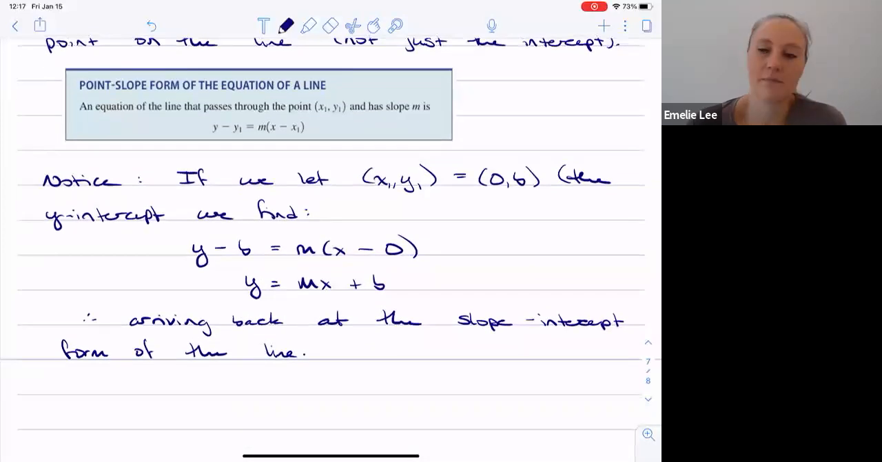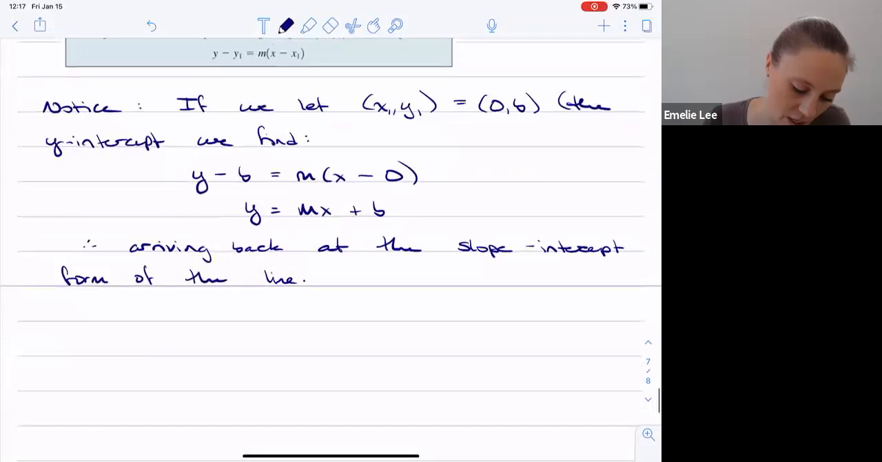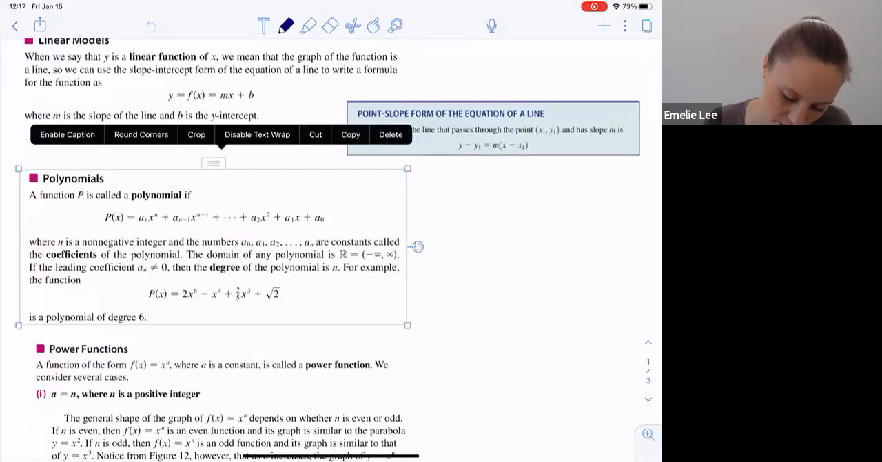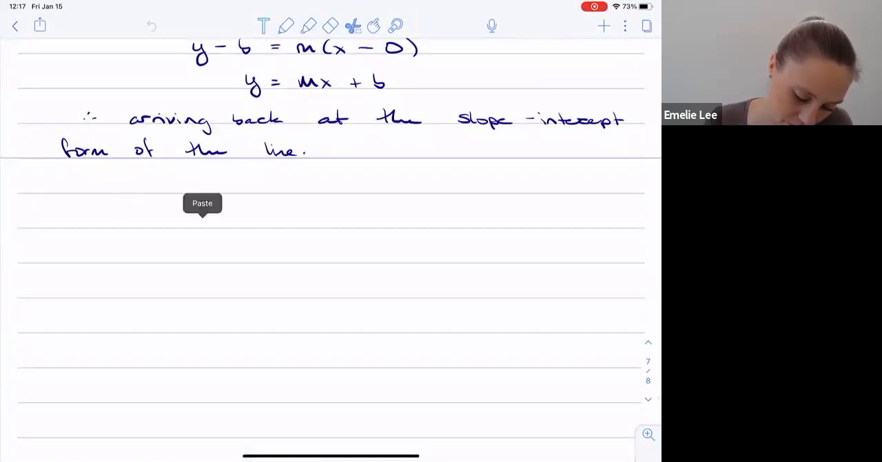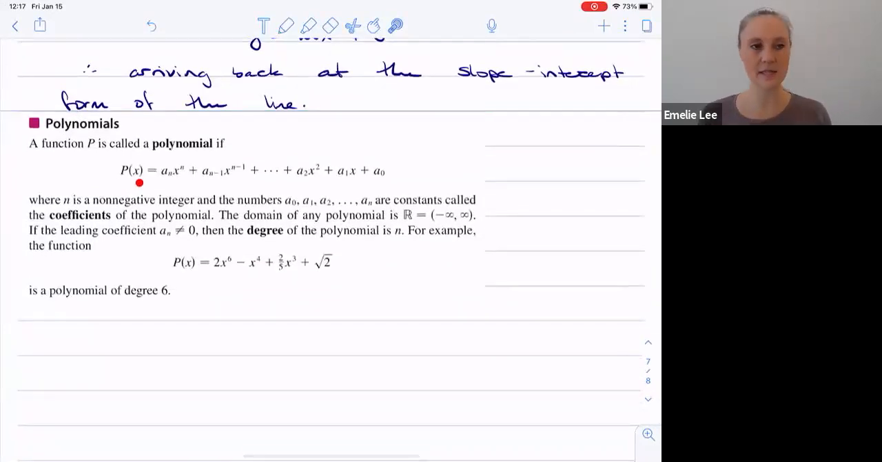So straight lines, of course, we're going to use them a lot, and it's good to be comfortable with manipulating straight line functions. We're also going to deal with polynomials. I'm just going to copy this in here so we have it. Polynomials are things that look like this. If you have multiple powers of x all strung together with addition and subtraction, then you have a polynomial. So it helps to be able to recognize a polynomial.